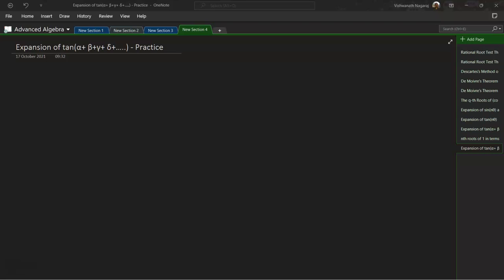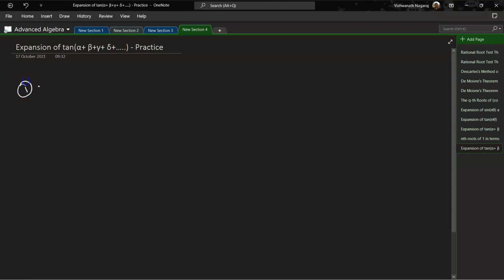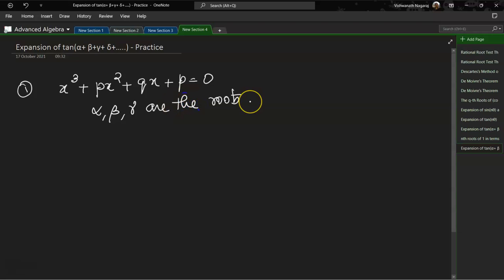Let's solve some problems using this particular expansion of tan. Let's say the problem is we are given an equation x cube plus px square plus qx plus p equal to 0, and alpha, beta, gamma are the roots of this equation. Since it is a cubic equation, only three roots.